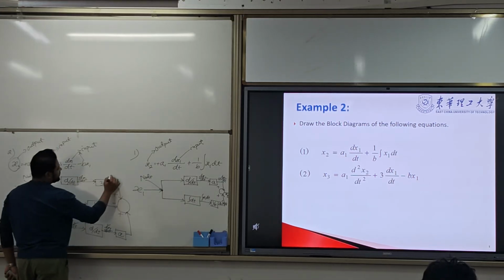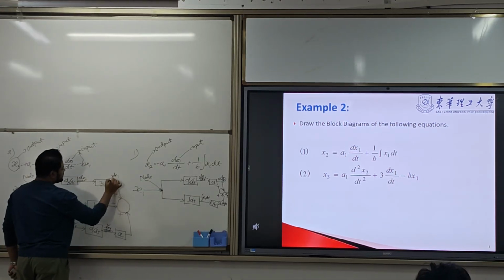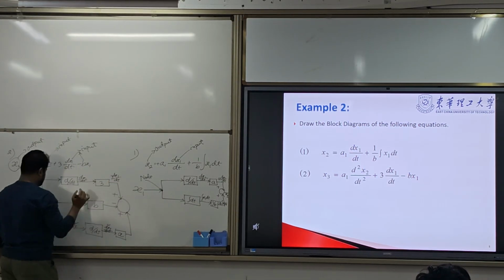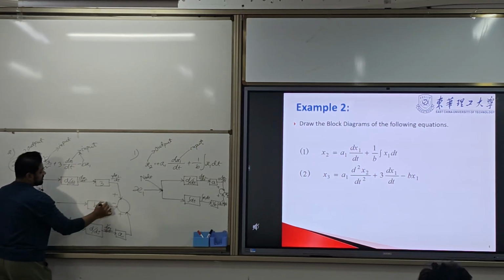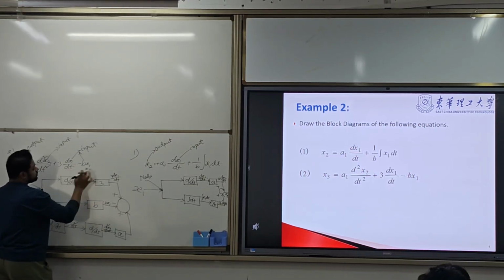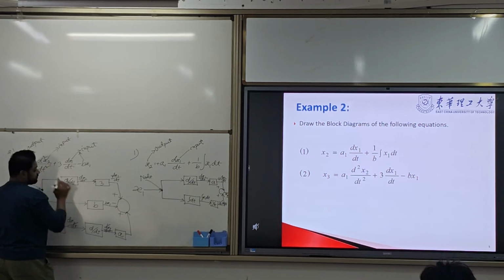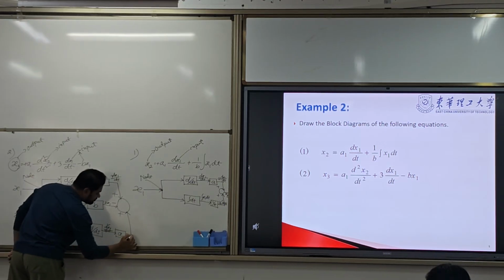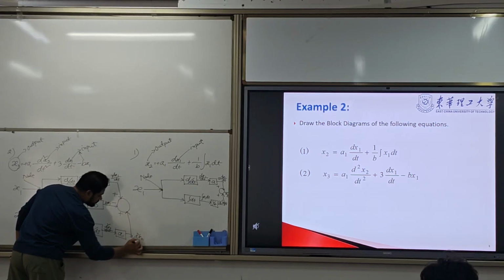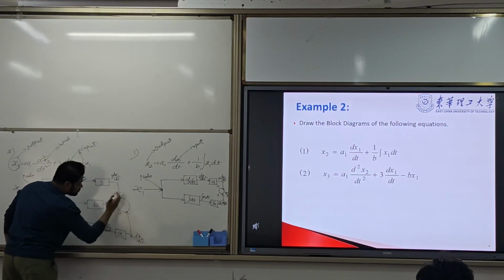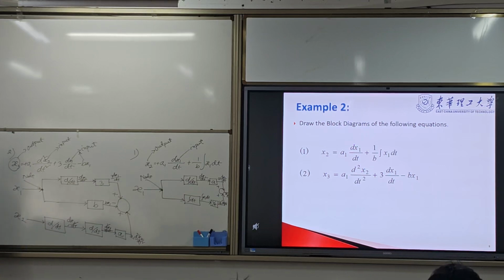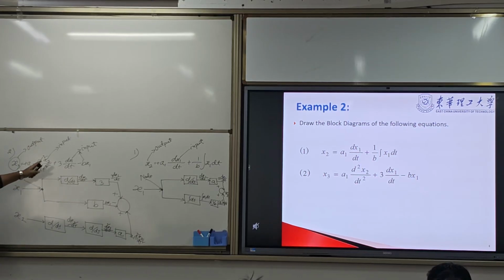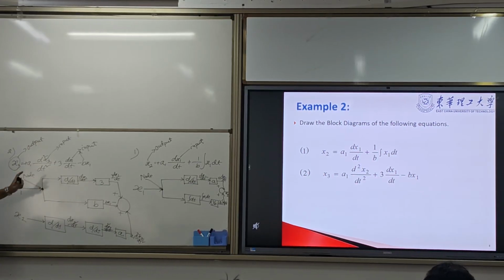Here we have b x1, 3 dx1/dt, here we have a1 d squared x2/dt squared. So all the signals are having a mathematical addition, and then all the signals go to the output.